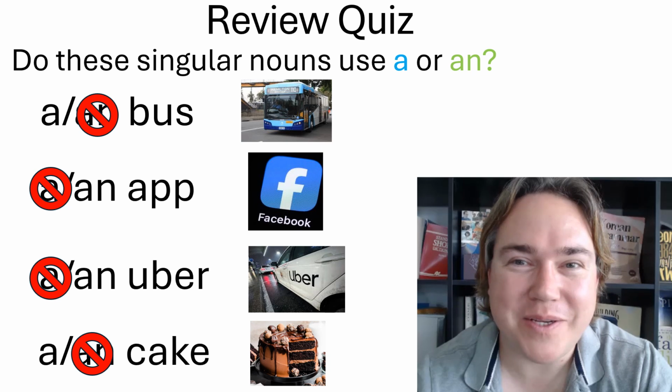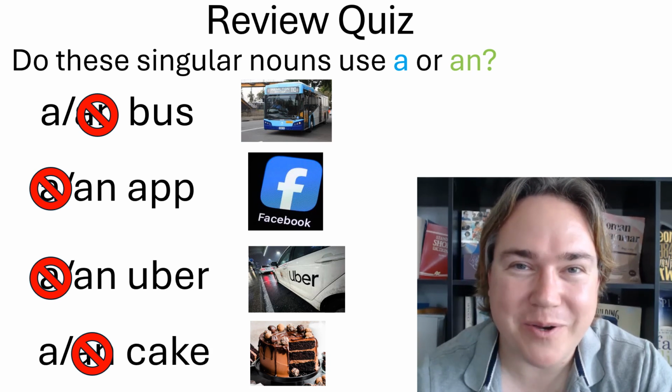So this video has shown you how to use a and an and the pronunciation of consonant and vowel sounds in English. I hope you found the video helpful, and I look forward to talking to you next time in our next video in the Beginner English series.